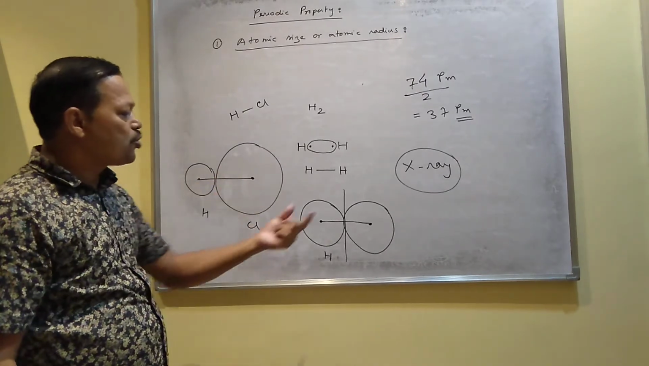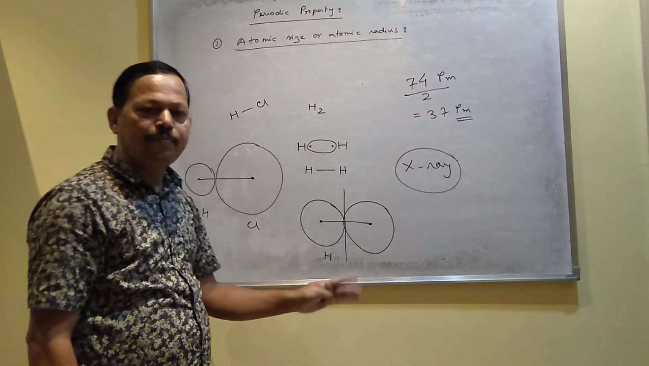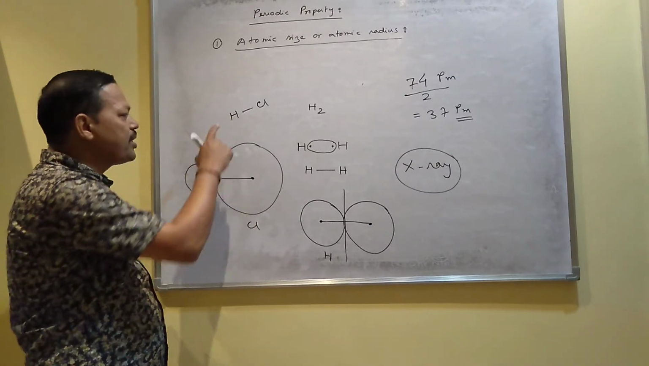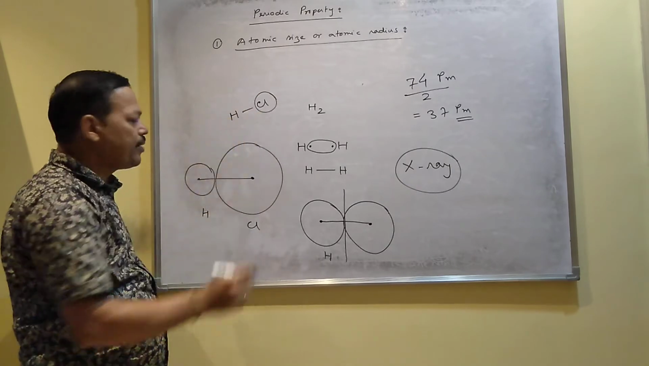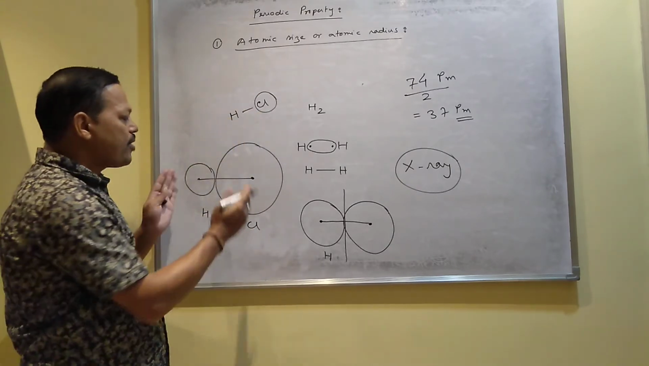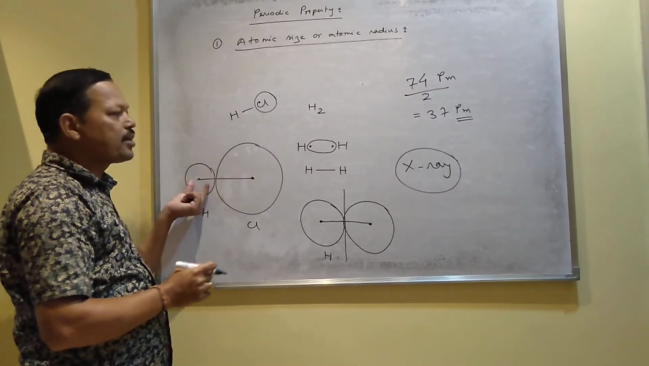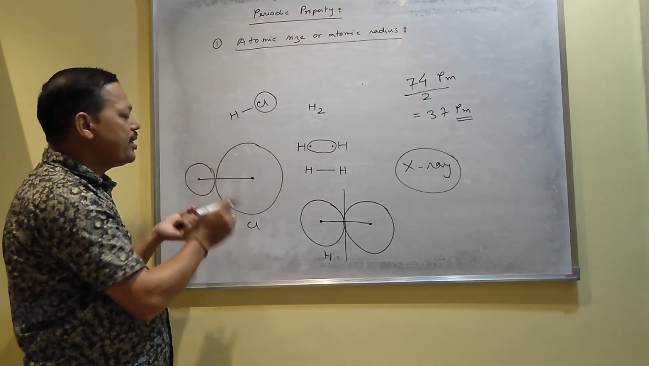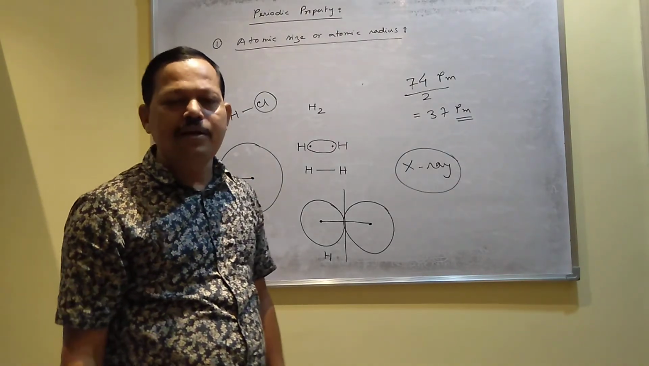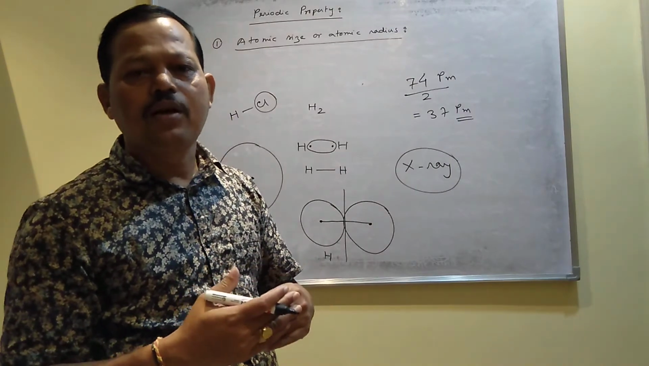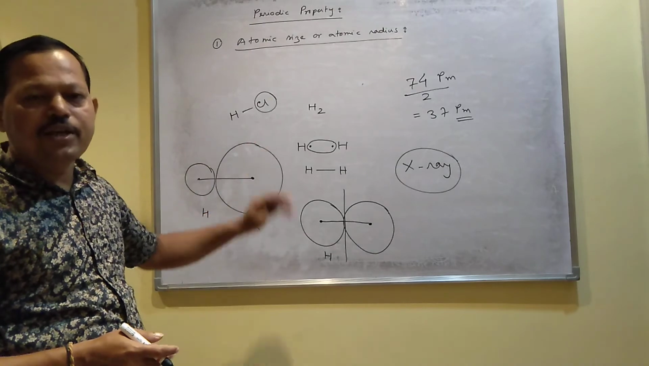So if it is a homonuclear molecule, I mean if both the atoms are same, then there is no problem, just make half. But if the atoms are different, one is hydrogen, one is chlorine, and if you want to find out the radius of chlorine from this bond length, then don't do half. So first you find out the length of the bond. From the length of the bond you subtract the hydrogen radius, you will get the radius of chlorine. And this type of radius is called covalent radius, because we have determined the radius from the covalent bond. So this is the process to find out the radius of atom.